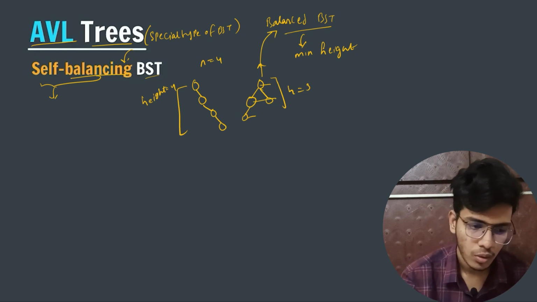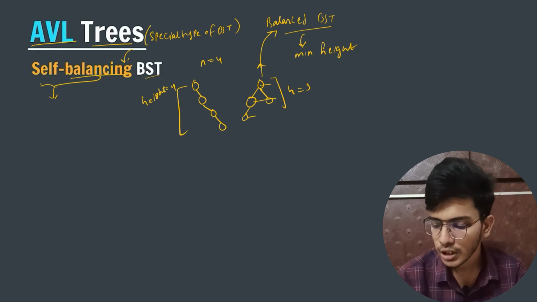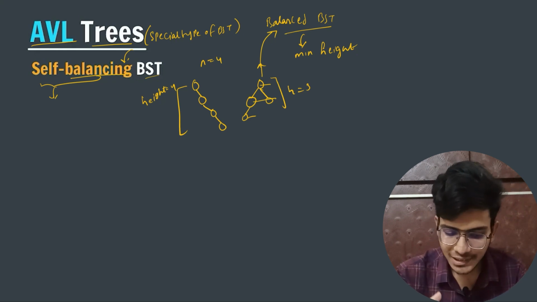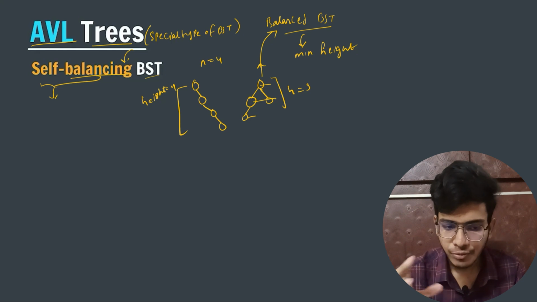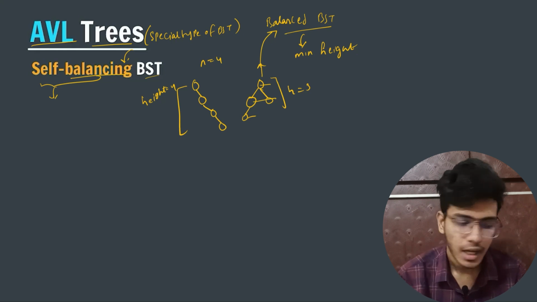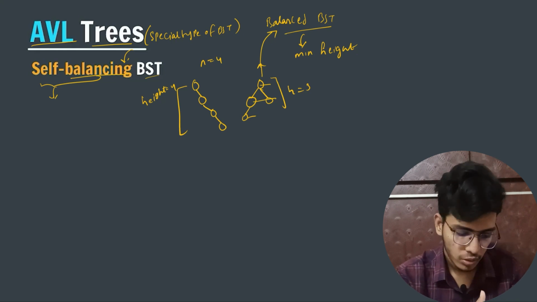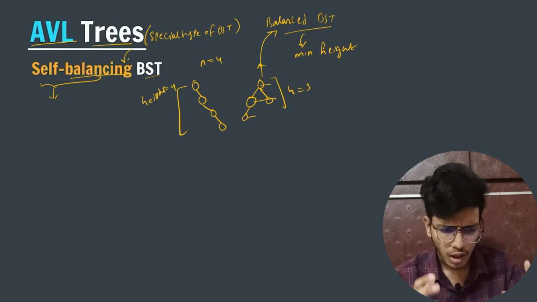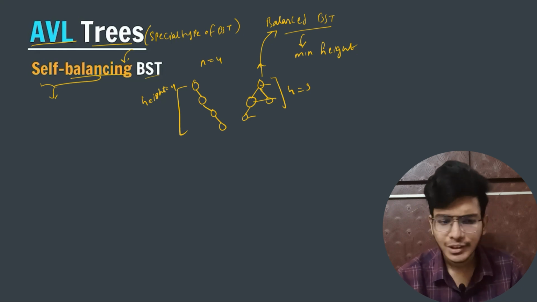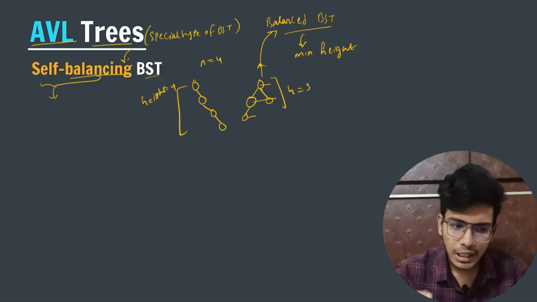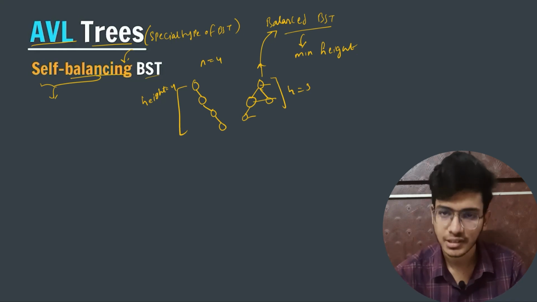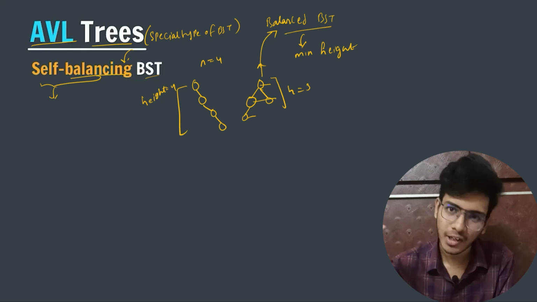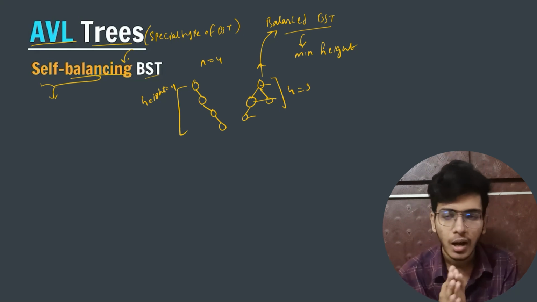Now what AVL trees do is that whatever nodes you are passing, they will perform some operations, some comparisons, and using these comparisons they will create a self-balancing BST. We don't need to give a separate function to make our BST a balanced BST. AVL trees will make the BST balanced by itself.